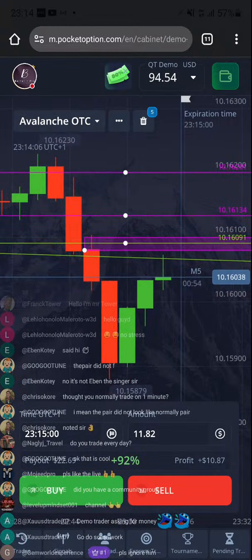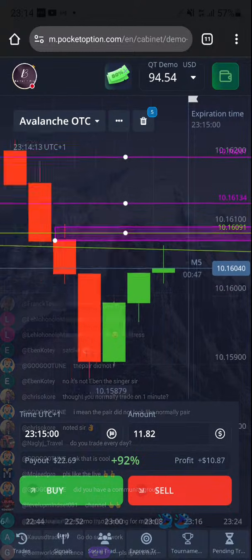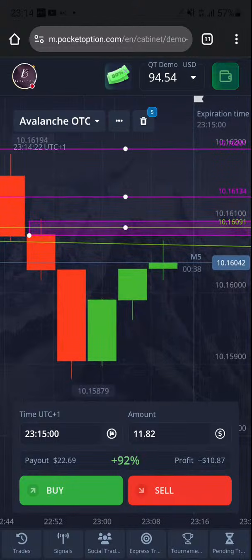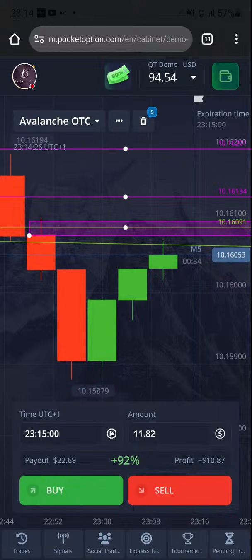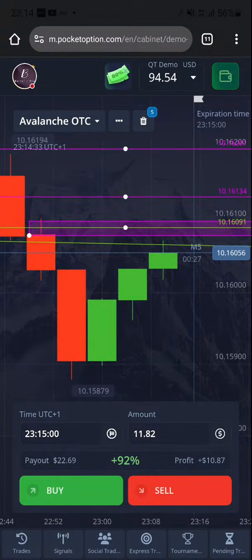I'm waiting for this. Yeah, it shall be ignored from this point on. Oh, the price has not come into our entry, so technically we have not missed the trade actually. I'm waiting patiently for this.